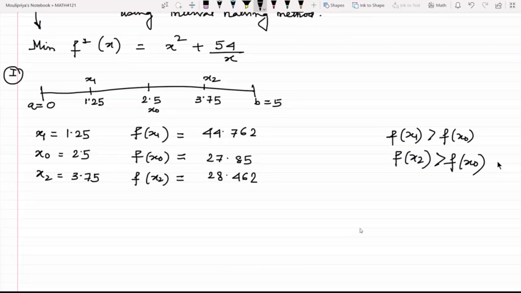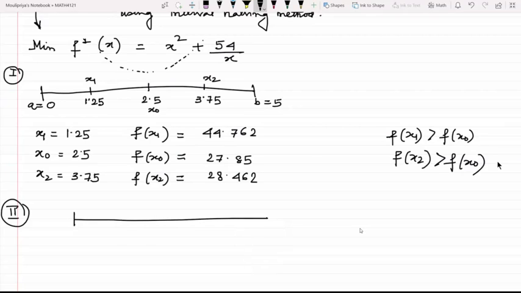So which region do we consider in the second iteration? That means the function is like this, increasing on both sides. So you've correctly pointed out. Now your A is 1.25, your B is 3.75.